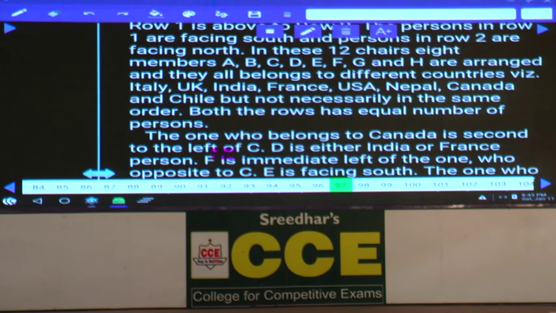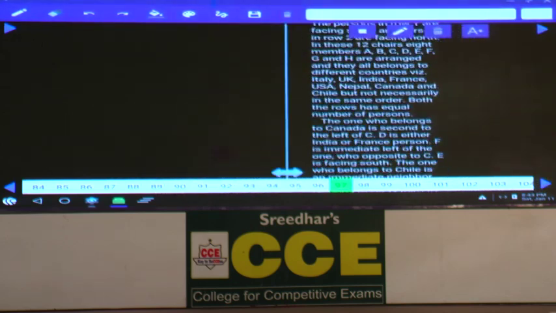Then question number 97. Now in this one, 97 onwards, how many persons are there in total? We have 12 persons. 12 chairs are arranged in how many rows? 2 rows. 12 chairs are arranged in 2 rows.